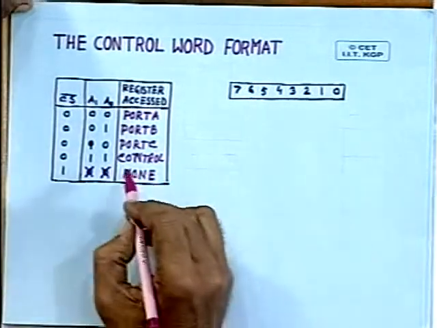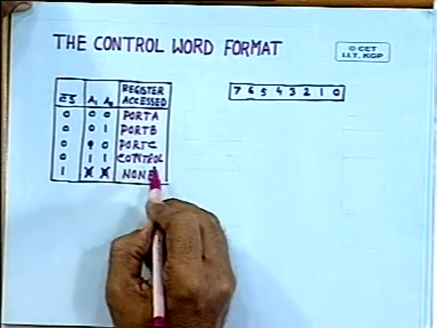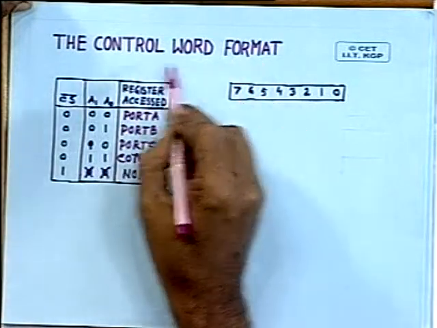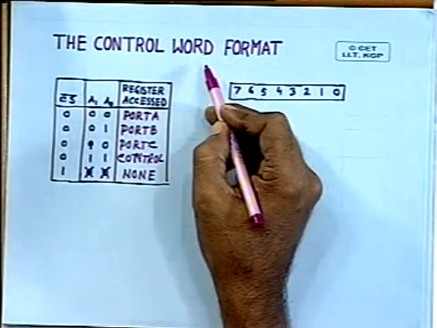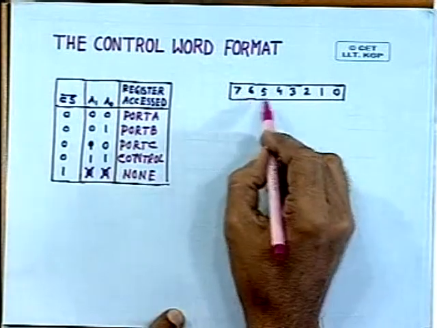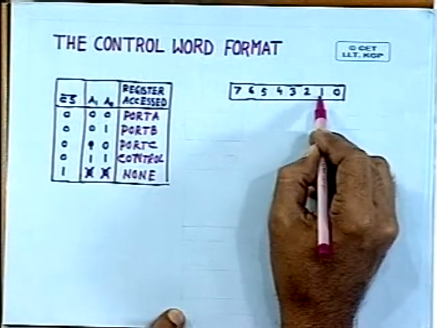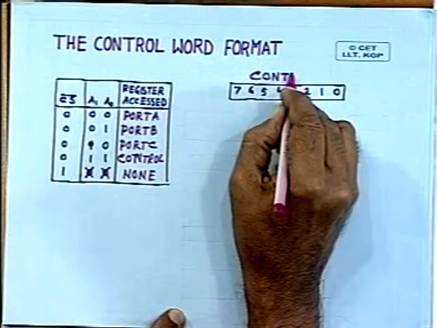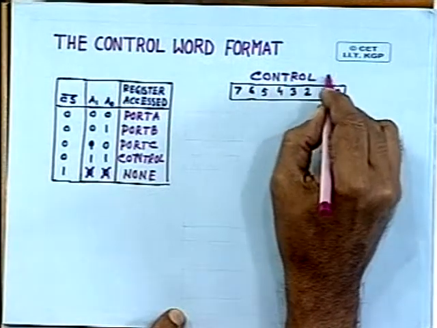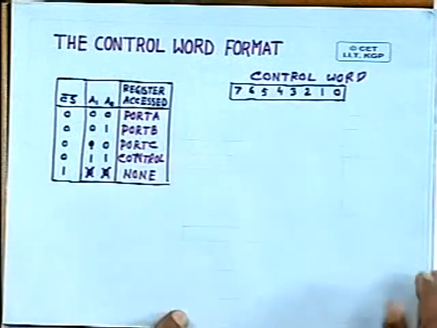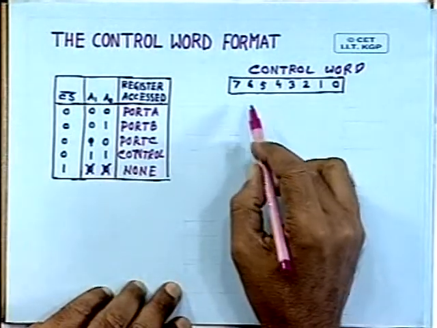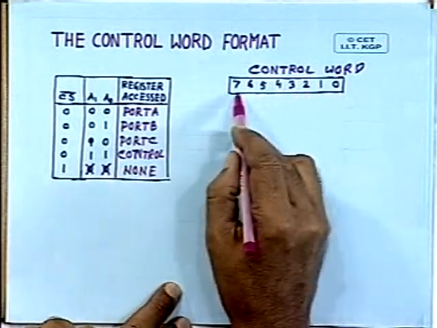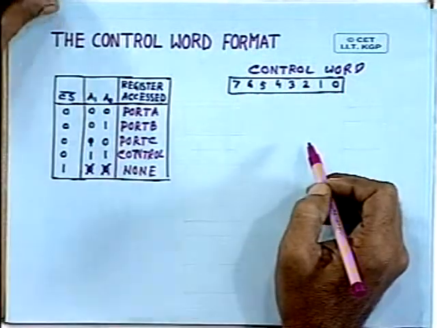Now, as I said, the control register plays a very important role. So, we have to understand the format of the control word to understand the operation of the device. Here are the different bit positions of the control word. The operation of the device can be configured by writing suitable values into this control word. Let us see how it can be done.